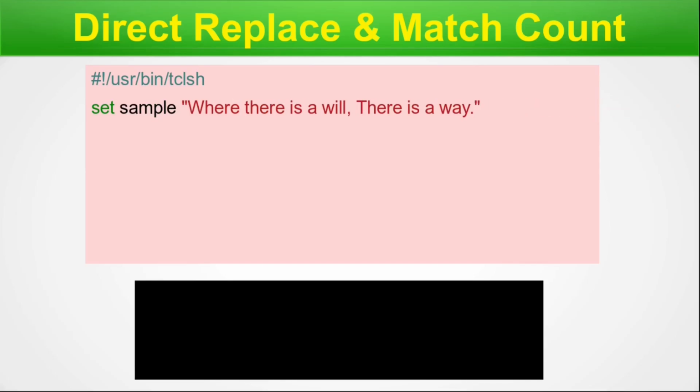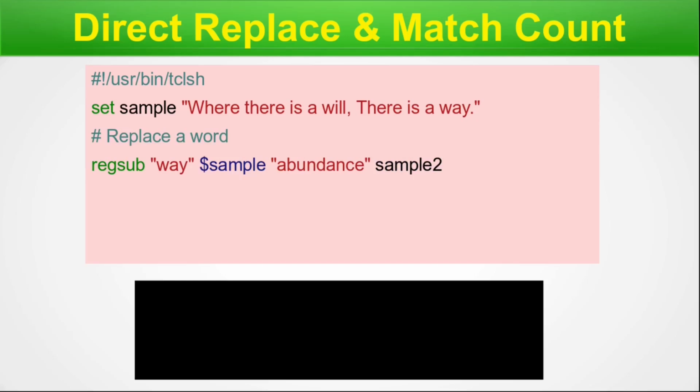Then we set our string, set sample, "where there is a will, there is a way", and replace a word. Here we know that there is a word and we can replace it directly. So we are using regsub directly, which a few slides back we used inside an if, but here we can use it directly. I have given this example to make it clear that things do not have to be done in only one particular way. We can manipulate, or use it, in a different way. So regsub way, then the target string, then whatever we are replacing with, the abundance word, and then we output into sample2.